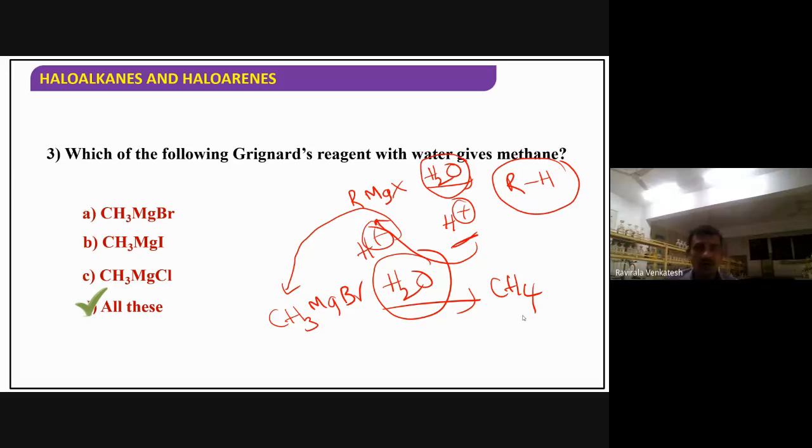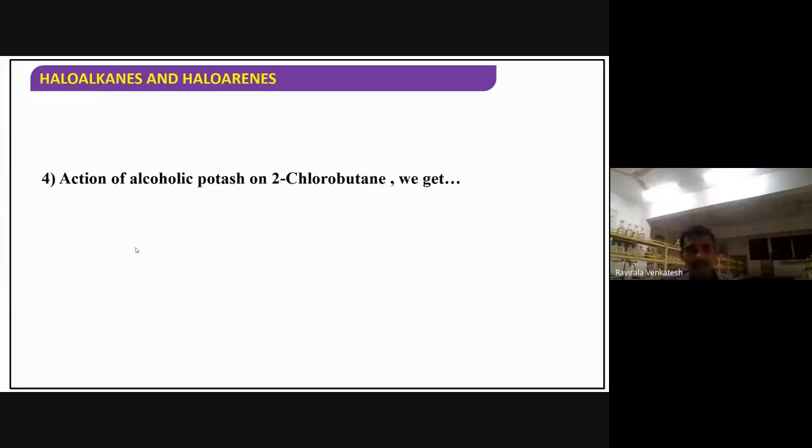Why? Because all are giving methane only. Add your hydrogen, you will get methane. In all the cases, you are going to get methane only, right? So this is about the Grignard reaction.